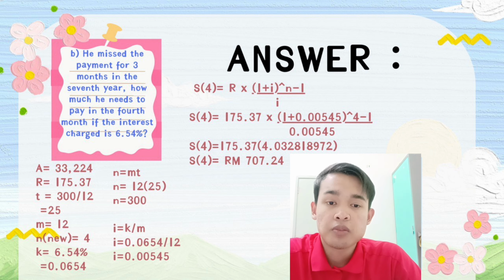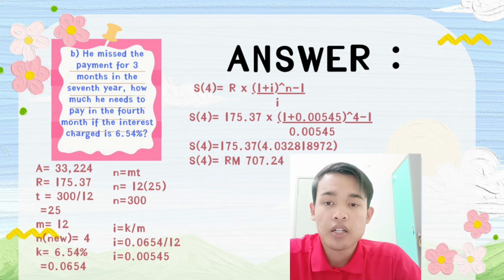Next step, we need to know what formula we need to use. So in this topic, we have the special case. In this question, the special case is that Tengku Sumbu missed his payment. When you miss a payment, you need to use the formula S bracket N bracket equals to R multiply bracket 1 plus I bracket power N minus 1 divided with I. Then we will put all the information into the formula.